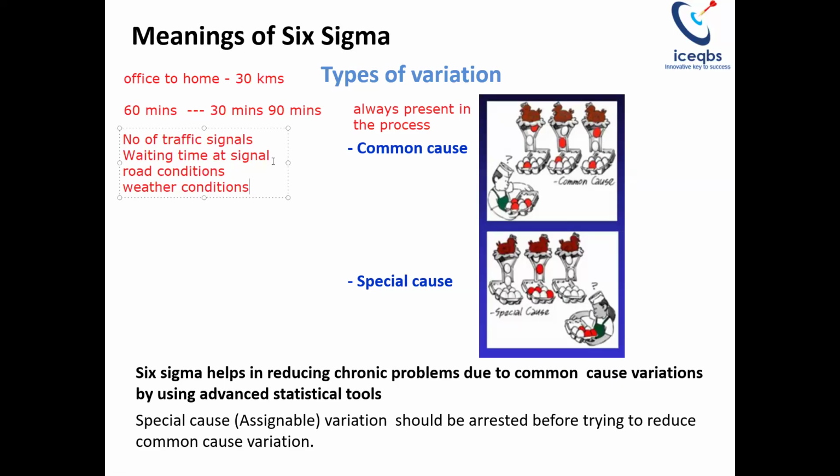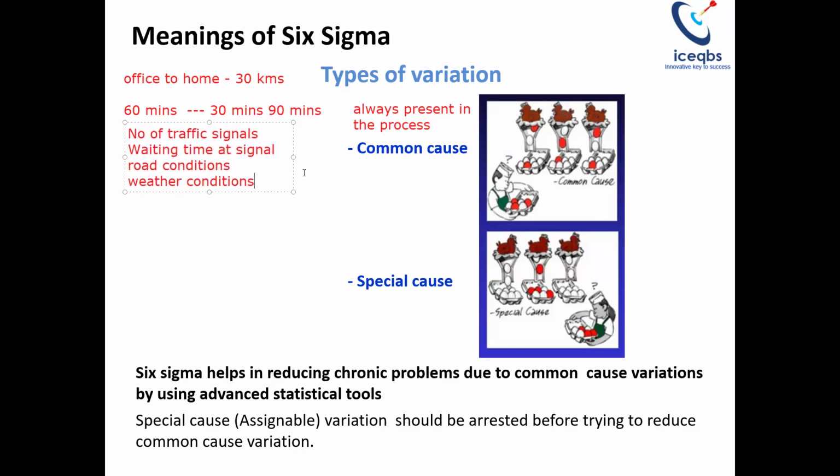And whenever you are traveling in the early morning or late night, the waiting time at the signal is going to be very, very less. So on those days, you find that the total time is less. These are some of the causes which are always present in the process, and we call it a common cause variation. Right?